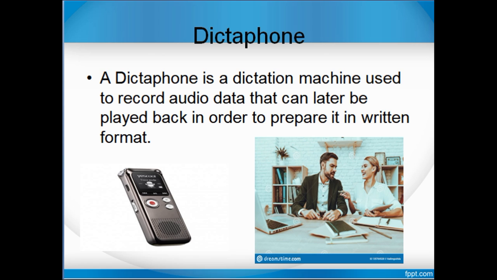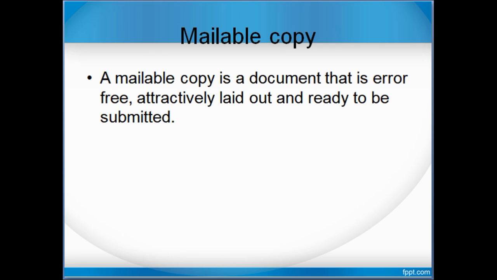Let's move on to the final term we will be looking at today, which is mailable copy. Now, mailable copy is a document that is error-free, attractively laid out and ready to be submitted. Basically, a mailable copy means that the copy has been proofread, all errors have been corrected, and that you could send out the document because the document has no error. Everything that has to be edited has been edited, and it has a very attractive format or fonts so that it is well presented.